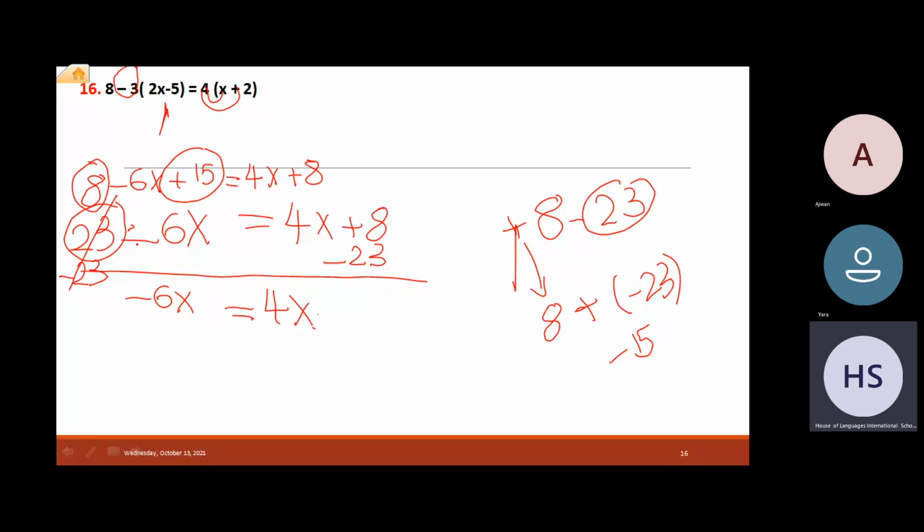What do you have to do, Maria? Okay, you have to subtract. Why is the answer 15? It should be 30. No, what did I say in integers?